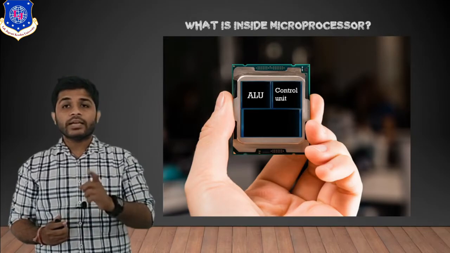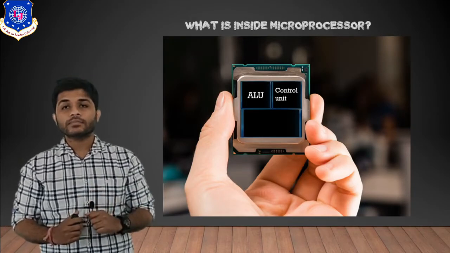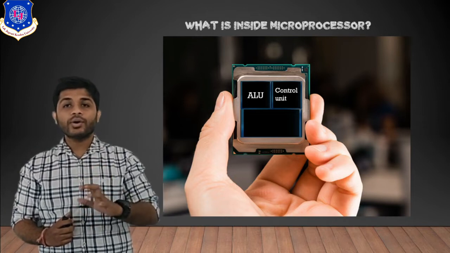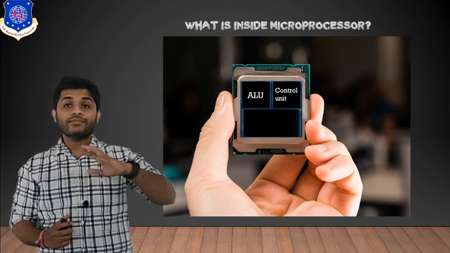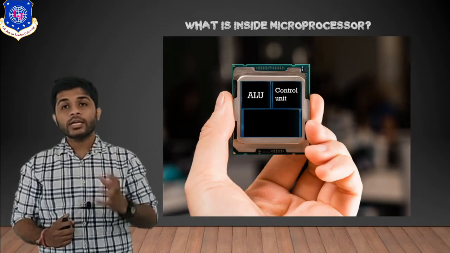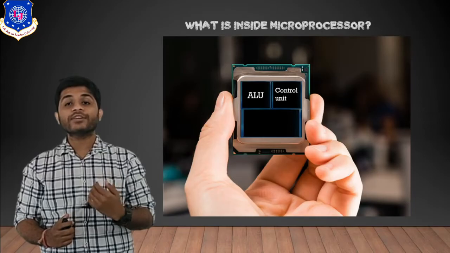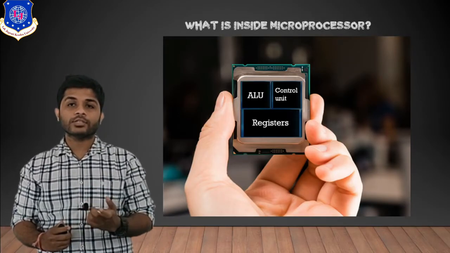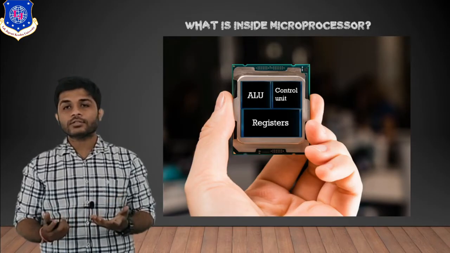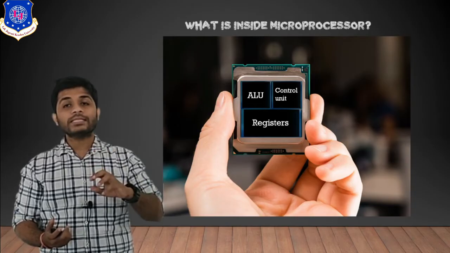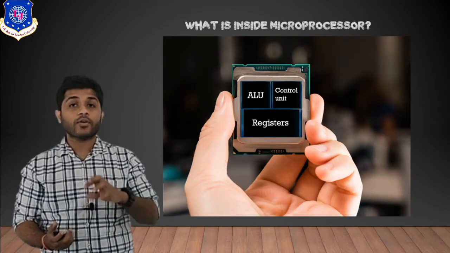The next block is the control unit. The function of the control unit is to control different blocks within a microprocessor. And using the control unit, the processor also generates different control signals. And the last block is the register. Now what are registers? A register is a small amount of memory which is present inside a microprocessor on the board.